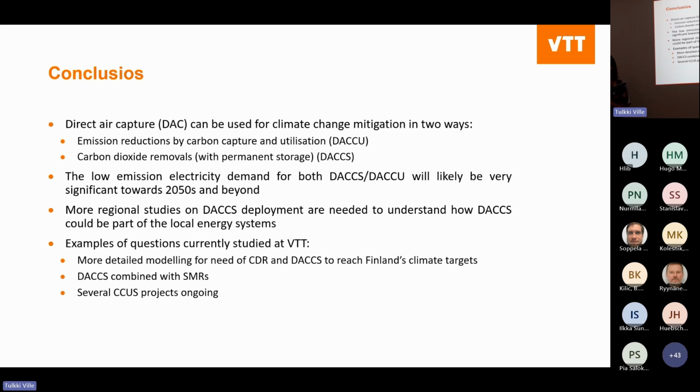And at VTT, we are currently trying to do more specific modeling for Finland and to see if DAC would be an interesting option here. And I know also that my colleagues are studying the possibility to combine DAC with SMR reactors. And there's actually something that could be done during those low demand months during the summer. But then it's a question about the cost. And of course, VTT is also working on many CCUS projects doing the technology development.